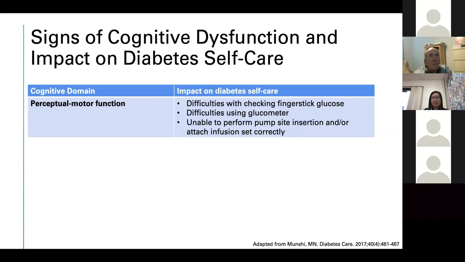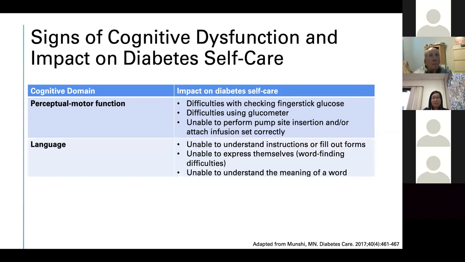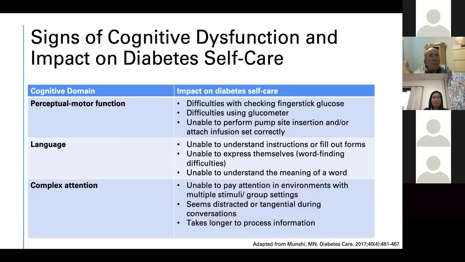In terms of perceptual motor function, these patients will have difficulties with visual tasks, so particularly checking their fingerstick glucose, using the glucometer. They may not be able to perform pump site insertion or attach their infusion set correctly. For language, they may have difficulties understanding the instructions or filling out forms. They might be unable to express themselves and have word finding difficulties, or even not be able to comprehend the meaning of a word. And finally, for complex attention, they have a lot of difficulty paying attention in environments with multiple stimuli or in group settings. They don't do well in group teaching. They often seem distracted or tangential when you converse with them, and they may take longer to process information.